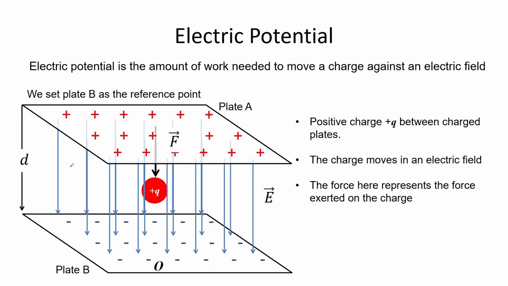Electric potential is the amount of work needed to move a charge against an electric field. As shown in the figure, we have a positive charge Q between plates. The charge moves in an electric field and the force here is the electric force that is exerted on the charge. The charged particle moves in the same direction as the electric force F.